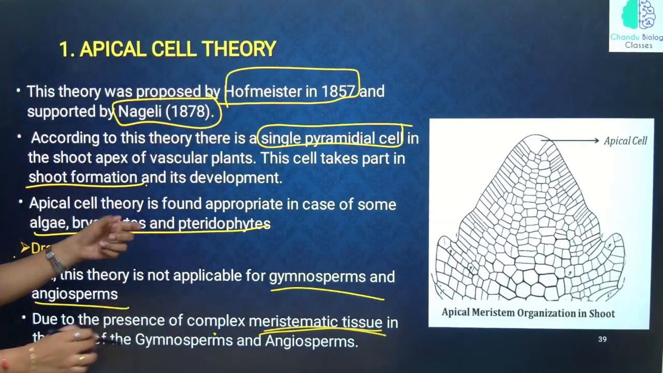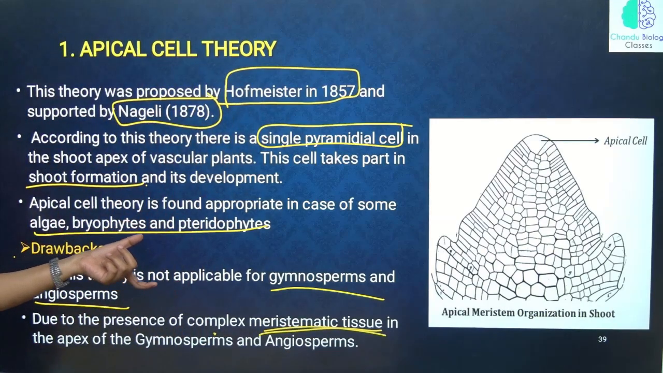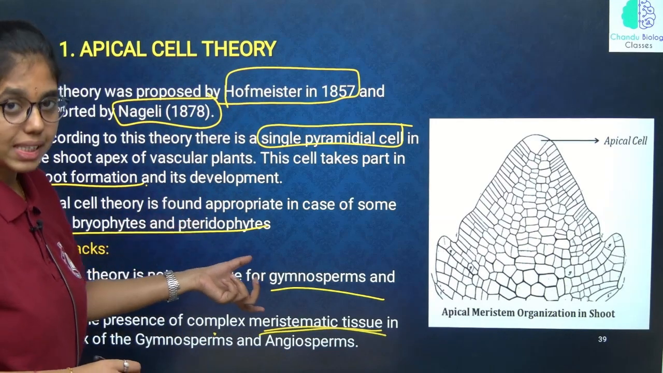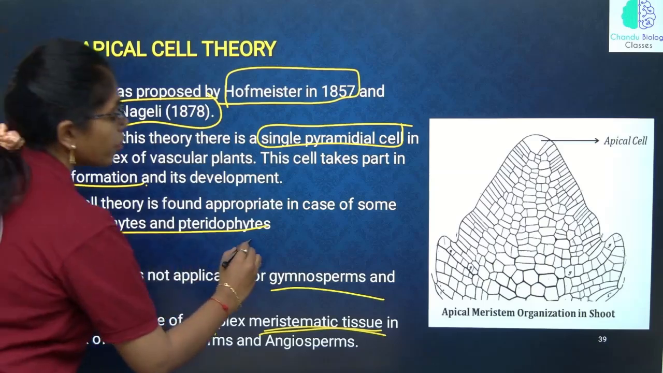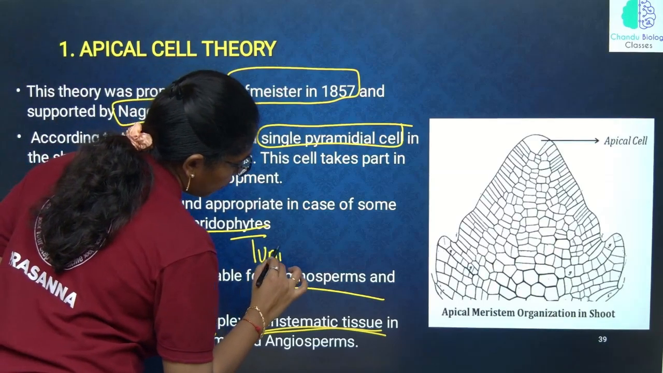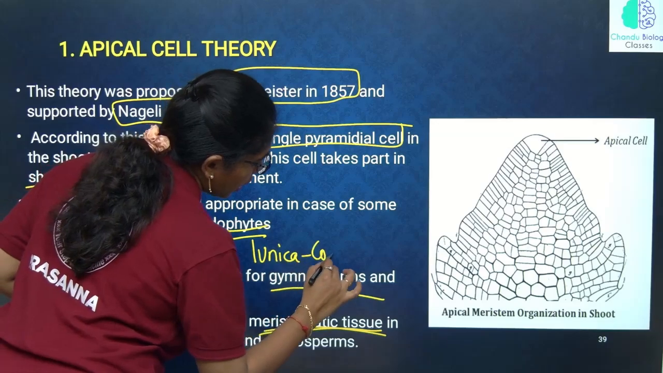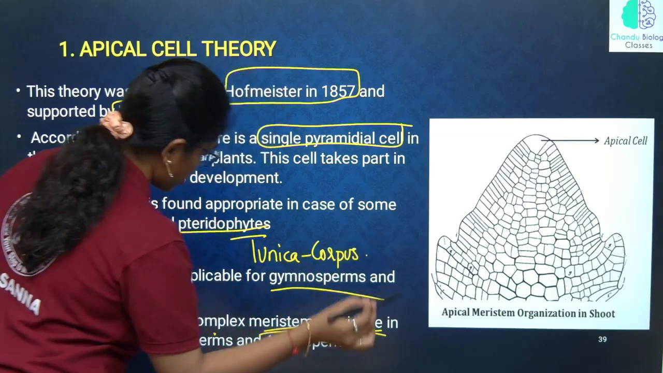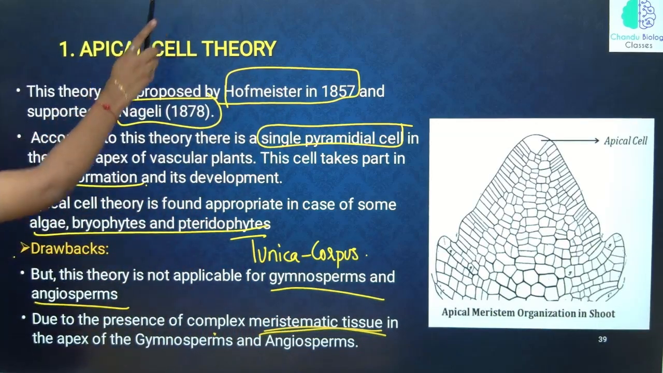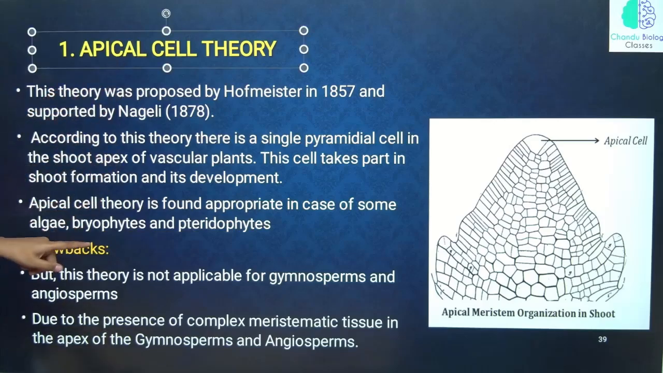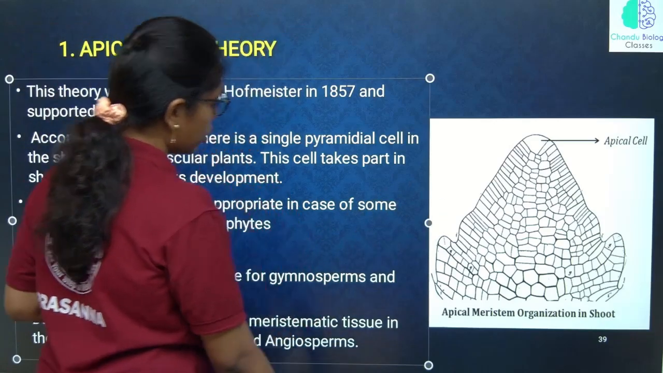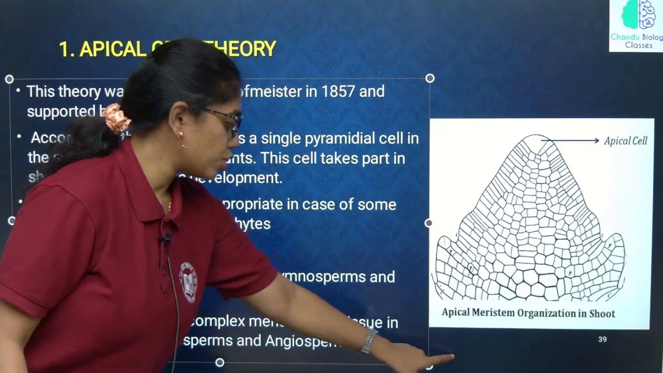In them, how is the meristematic tissue arranged? The apical initial cells are arranged in tunica-corpus, with tunica in multiple layers, in gymnosperms and angiosperms. So apical cell theory is not applicable to gymnosperms and angiosperms.